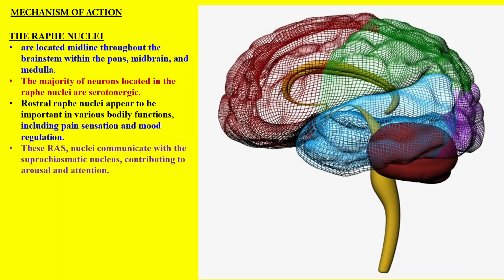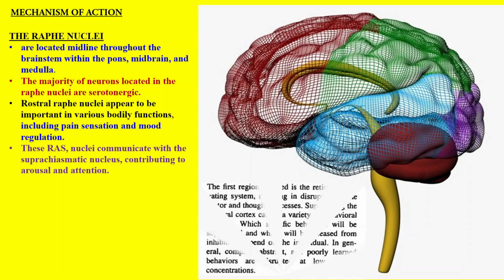The majority of the neurons located in the Raphe nuclei are serotonergic. Rostral Raphe nuclei appear to be important in various bodily functions, including pain sensation and mood regulation. These reticular activating system nuclei communicate with the suprachiasmatic nuclei, contributing to arousal and attention.